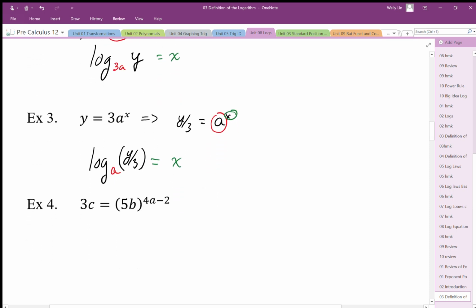Here again, we have a base, an exponent, and an answer. That's in the right form. So I'm going to go log. My base is going to be that whole thing there. My exponent is going to be that whole expression here. And then my argument is going to be my answer to the exponential expression. So my output here is my input here, and it gives me the answer of the exponent.